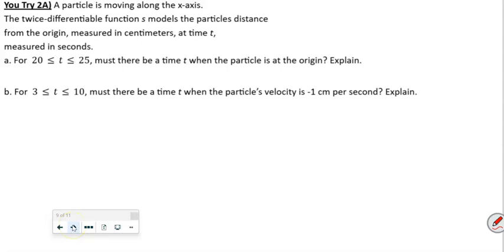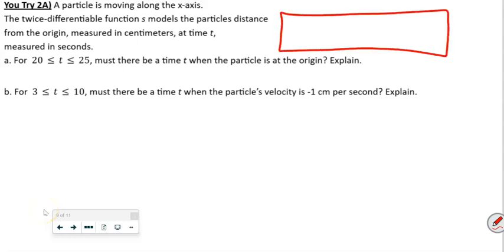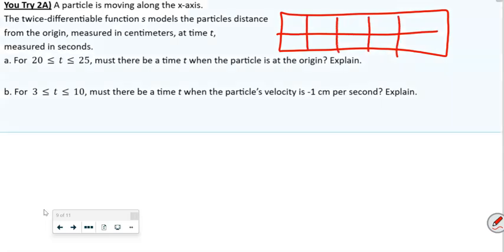So here again, what are we doing? Oh, where did my table go? My table disappeared, so I'm going to build it right here real quick. So this is t in seconds, and this is S of t in centimeters, okay? So this was 3 and 10 and 20 and 25. And this is 5 and -2 and -10 and 8, okay?